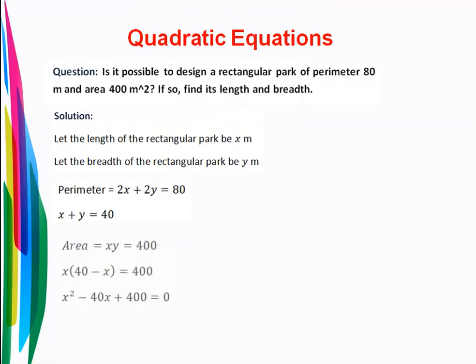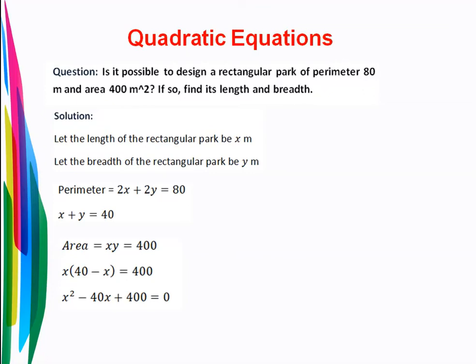Now I am also given the area. What is area? Area is length into breadth. So x into y is 400. I am putting the value of y here. y from the previous equation is 40 minus x. So put the value of y, open the bracket, rearrange the terms, and I get my equation x square minus 40x plus 400 is equal to 0. If you are able to solve by middle term splitting, that way also I can say whether it is possible to design a rectangular park.